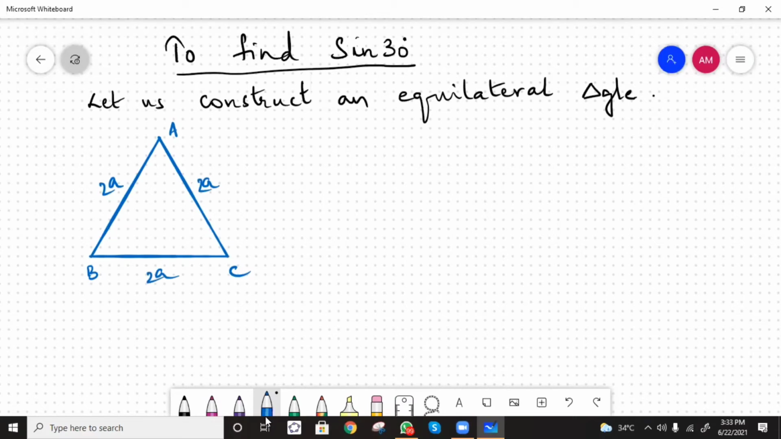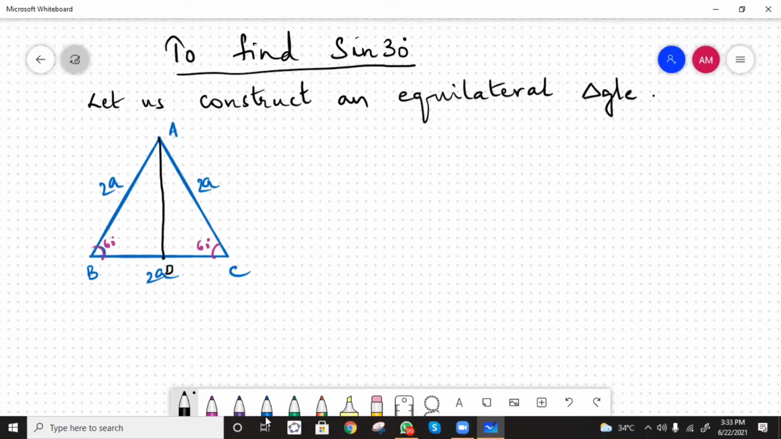Now, what is this angle? 60 degrees. And what is this angle? 60 degrees. Since all angles in an equilateral triangle are equal to 60 degrees. Now, draw a line perpendicular to BC from A. Definitely, it will pass through the midpoint of BC. So let me take that midpoint as D.